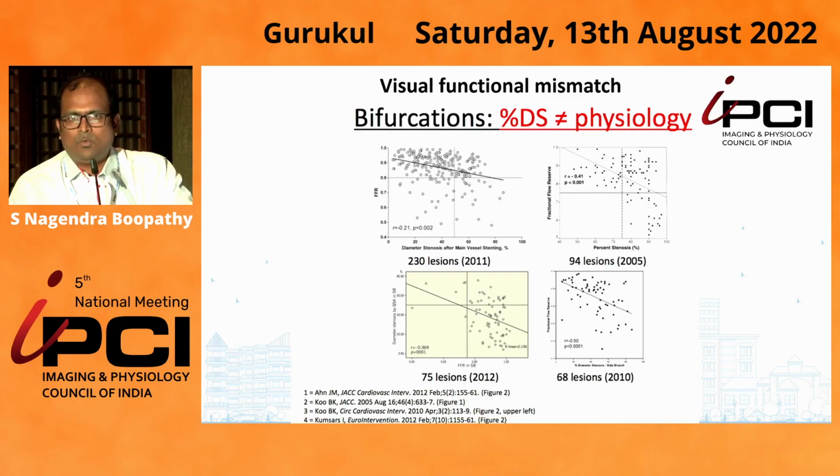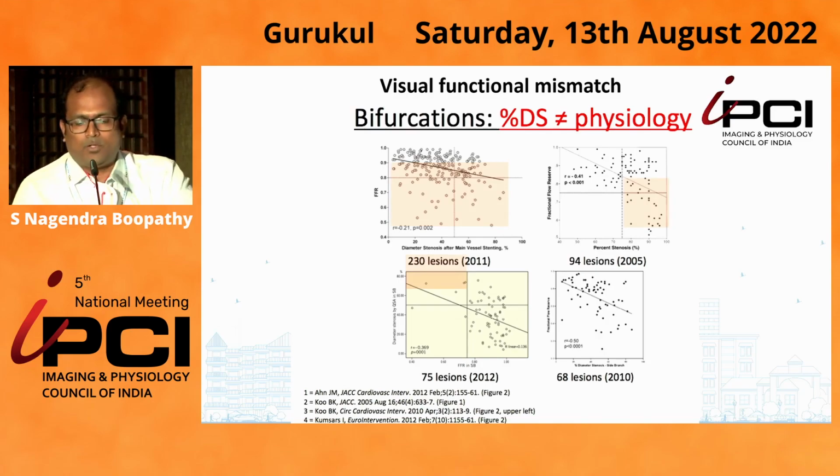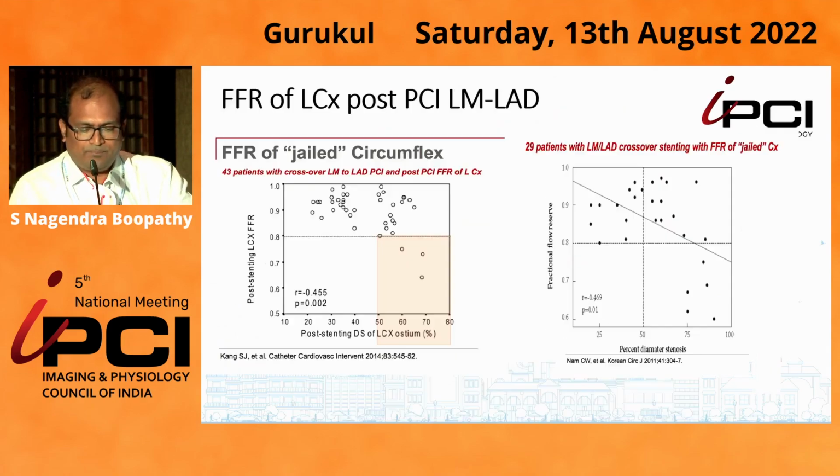Why is FFR essential? We know we have a tendency to overestimate lesion severity, which we call visual functional mismatch. The visual functional mismatch is higher in proximal lesions compared with distal lesions. That is, a 50% lesion in distal LAD may not be significant as compared with a 50% lesion in the proximal LAD, because obviously of the myocardial mass supplied by it. If you look at this particular chart, the dots are scattered throughout the plot. That means diameter stenosis doesn't correlate with physiology. Some of them have significance if they are more than 50%, especially if they are located in the proximal lesions.